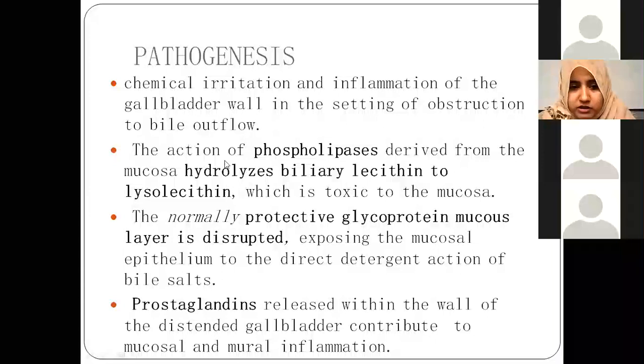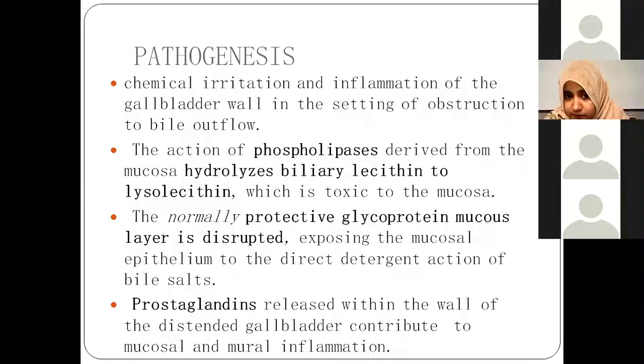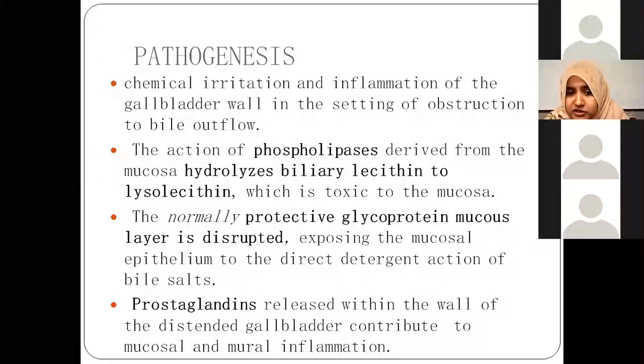Now the pathogenesis. Why does this happen? You have read that there is inflammation. So what else happens that causes distortion and destruction in the gallbladder? It can turn into gangrenous necrosis as well. So there is a chemical irritation. How does this chemical irritation start? There is inflammation of the gallbladder wall in the setting of obstruction of the bile outflow.